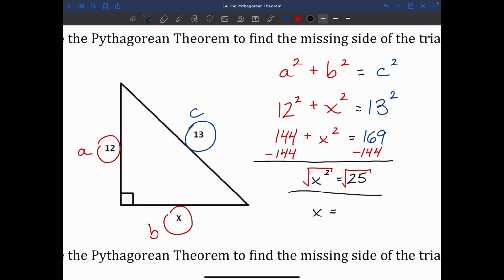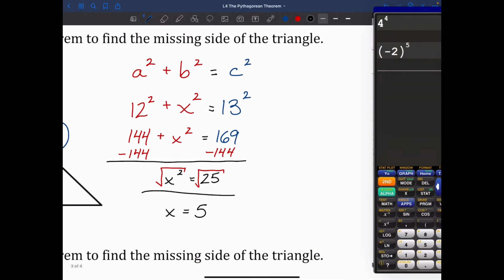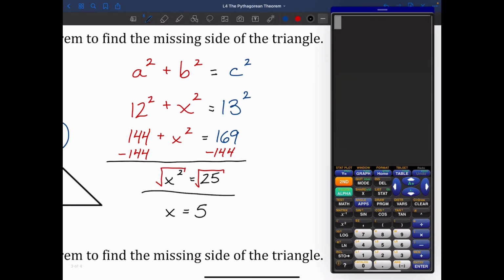To take the square root of 25, you just think about what number times itself would give you 25, and you get 5. If you wanted to plug it into a calculator, that's also perfectly fine. On here, I'm going to hit the second button, and then I'm going to hit the x squared button. It's a little bit further down. You can see that it has a little teeny tiny yellow check mark. That is your square root. You plug in 25, and there you go.